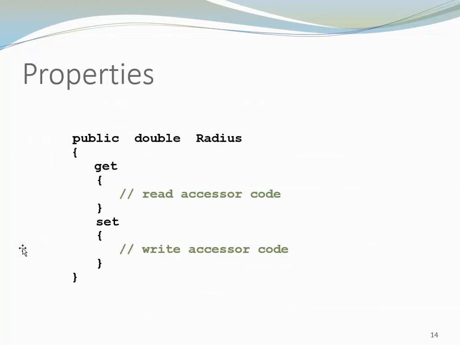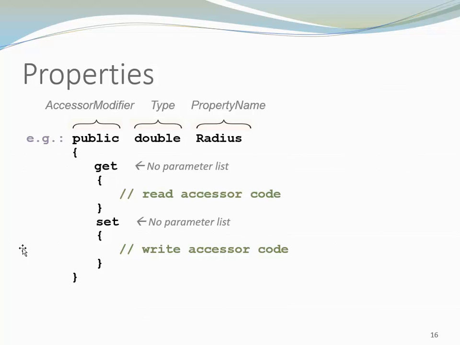So here I have a property, and you can see we have an access modifier, type, property name, and inside my property declaration I have get and set, no parameter list. So this is different from Java. We don't have two separate methods. It's one property that has get with a code block and set with a code block. But those code blocks correspond to the method body of the getter and the setter.